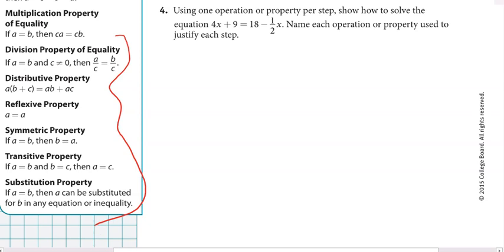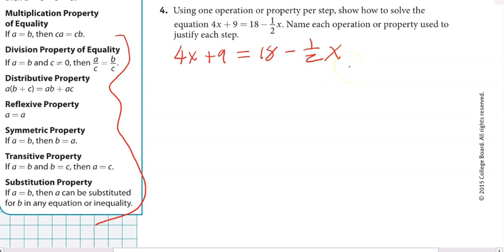So let's solve this one and go one step at a time. Once we've solved it, then we'll go back and see if we can name the reason why we could do that step. So 4x plus 9 equals 18 minus 1/2 x. First step is simplify, combine like terms on each side of the equation. Nothing to do here on the left side, nothing to do on the right side.